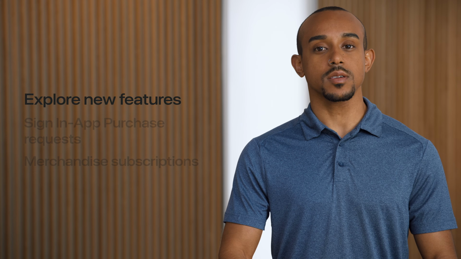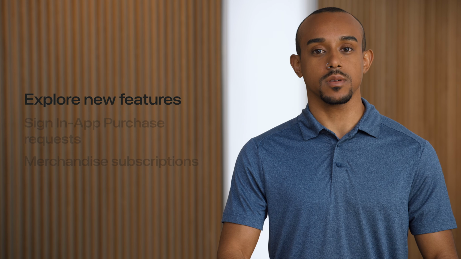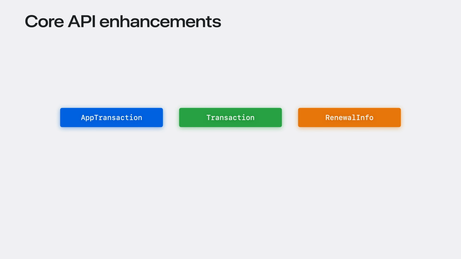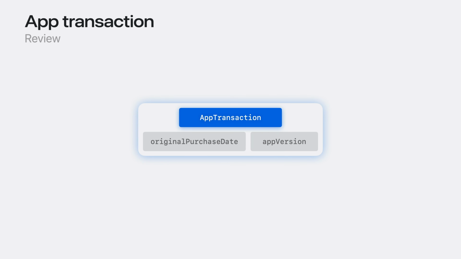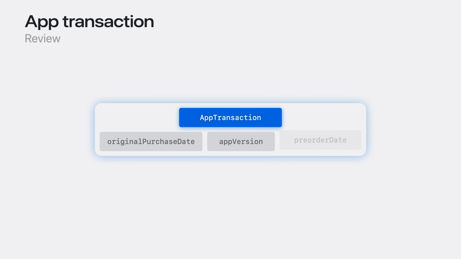To start, let's discuss the updates made to three crucial types: app transaction, transaction, and renewal info. These types give you insight into the purchase of your app and enable you to monitor purchase history and manage subscription statuses. App transaction provides information about the original purchase of your app. You can use this to know the original purchase date, the version of your app the customer downloaded, and the date a customer pre-ordered your app before you release it on the App Store.